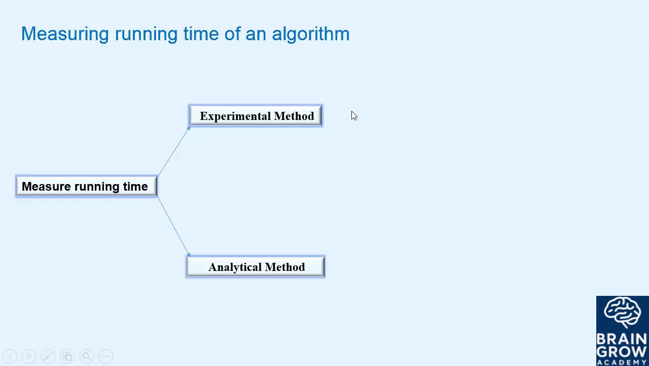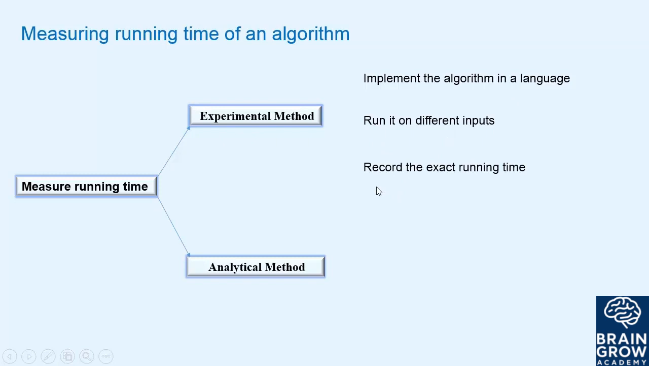There are two ways of measuring running time of an algorithm. One is the experimental or the empirical method, and the other is the analytical method. In the experimental method, we implement the algorithm in a programming language, run it on different inputs, and record the exact running time in time units like microseconds, seconds, or minutes. This approach is not very feasible and it has certain limitations.